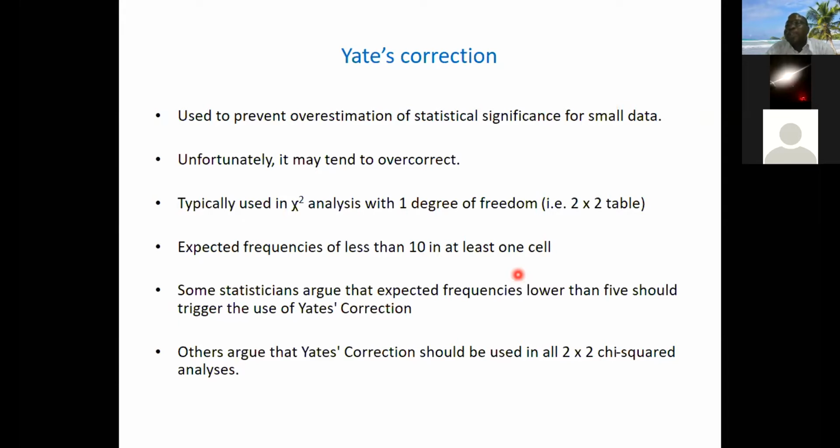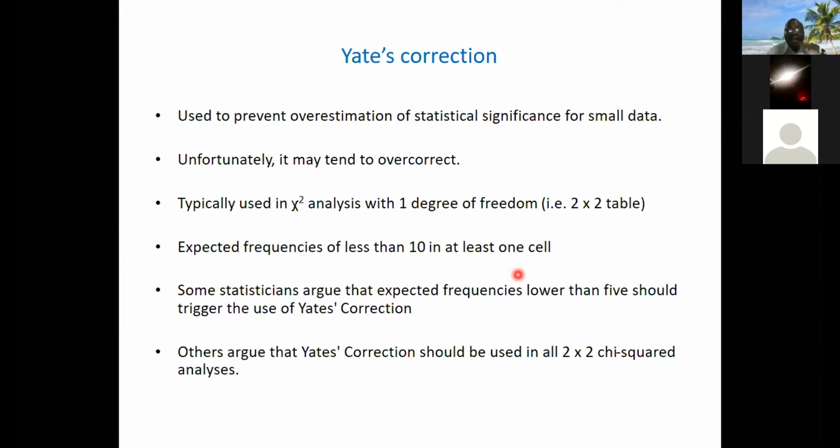But when some frequencies are small, it may be a pointer that some expected frequency may be small, less than 5 or less than 10 or whatever. But it's not absolute. It may be a pointer for you to check. The observed value can be small, and the expected value can be greater than that. Then, in at least one cell, the expected frequency should be at least 10. But some people say no, it should be at least 5.